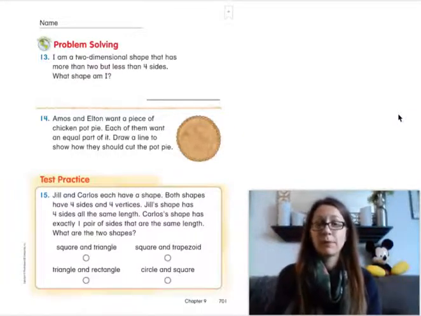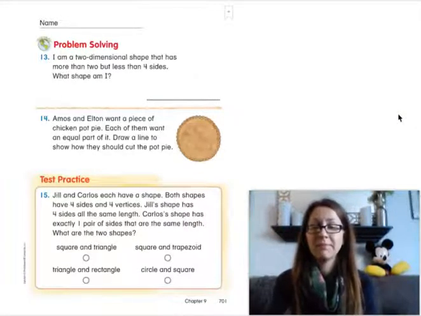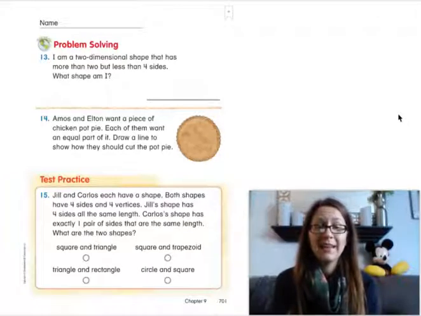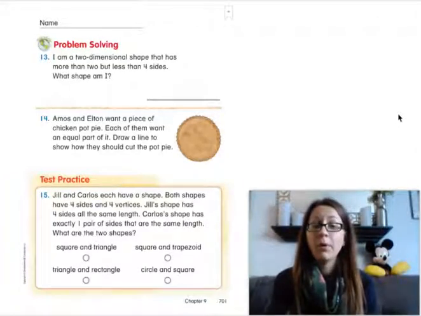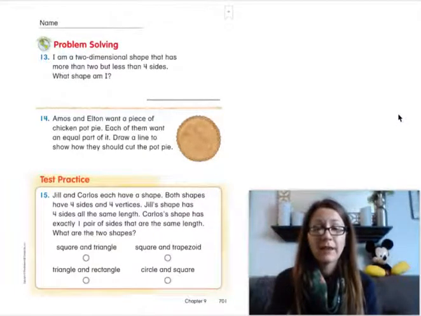I'll go ahead and read this one more time since this one is a little bit longer than the other ones. So here it is again. Jill and Carlos each have a shape. Both shapes have 4 sides and 4 vertices. Jill's shape has 4 sides all the same length. Carlos's shape has exactly 1 pair of sides that are the same length. What are the 2 shapes?